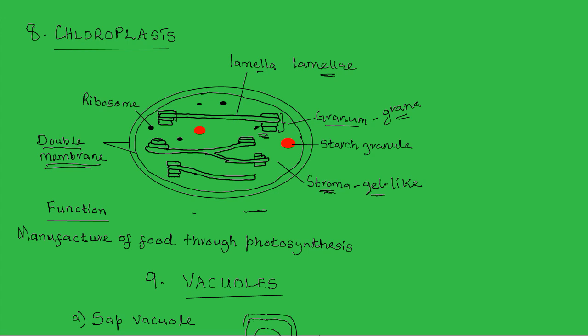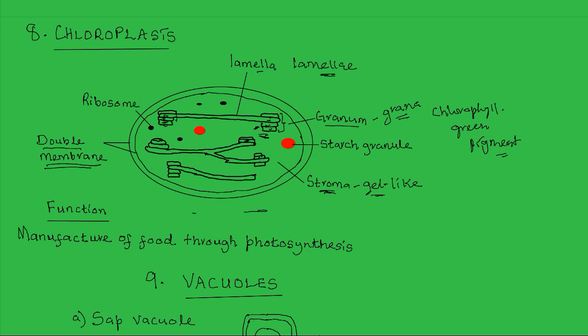The grana contain the green pigment chlorophyll. Now, chlorophyll is a molecule. It is a green pigment. A pigment is a colored body. So within the grana, there are many chlorophyll molecules.